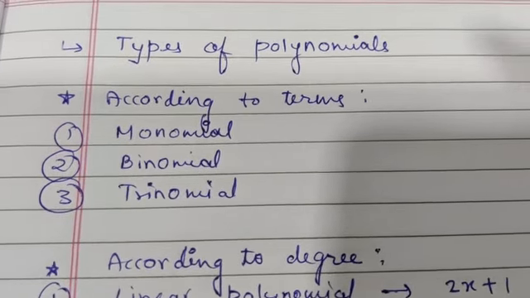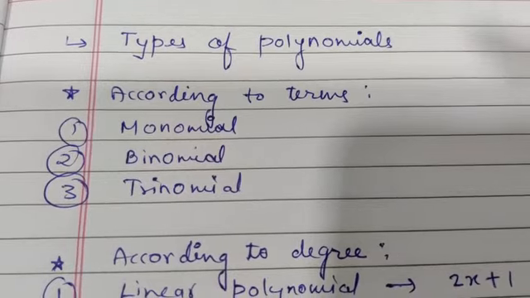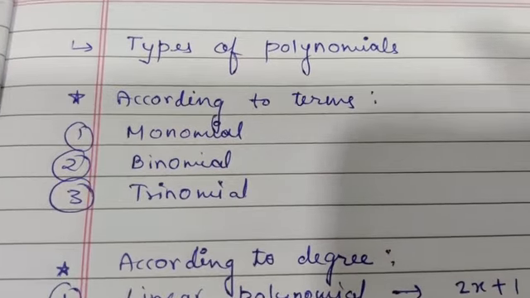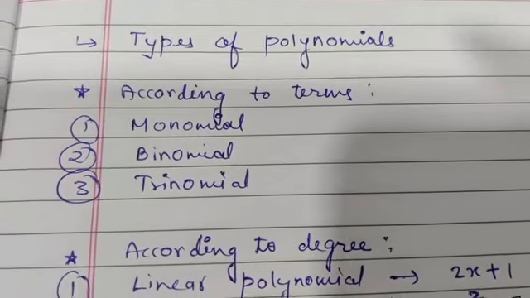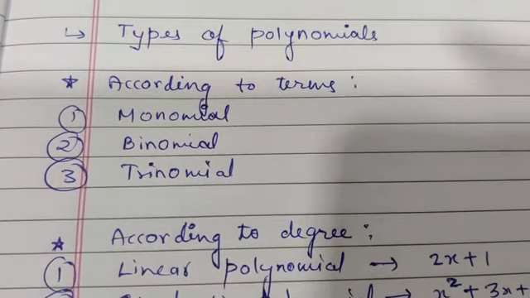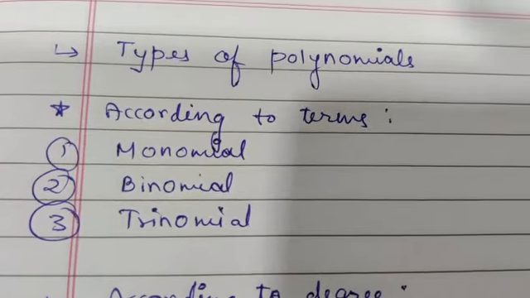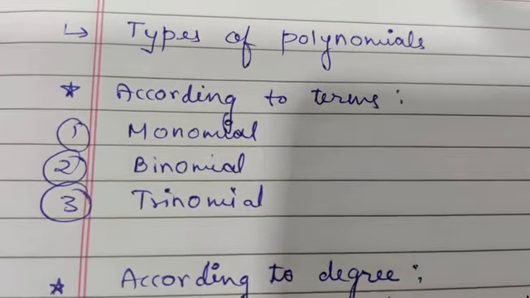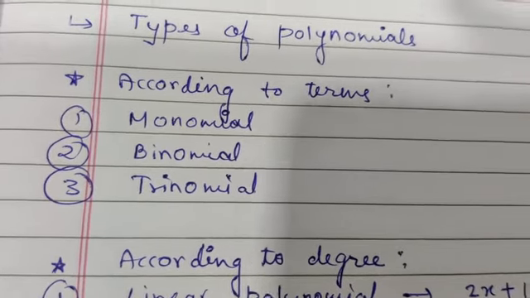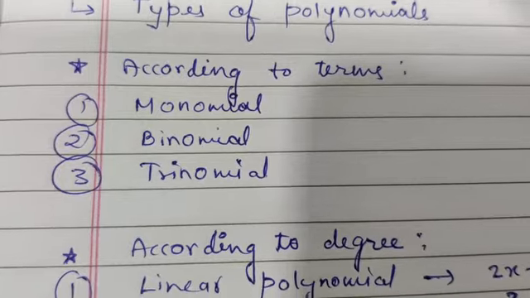Good morning, grade 9. Today we will discuss the types of polynomials. We can categorize polynomials according to two criteria: according to terms and according to degree. Let's see according to terms first. The first type is monomial, the second type is binomial, and the third type is trinomial. What about monomial, binomial and trinomial?